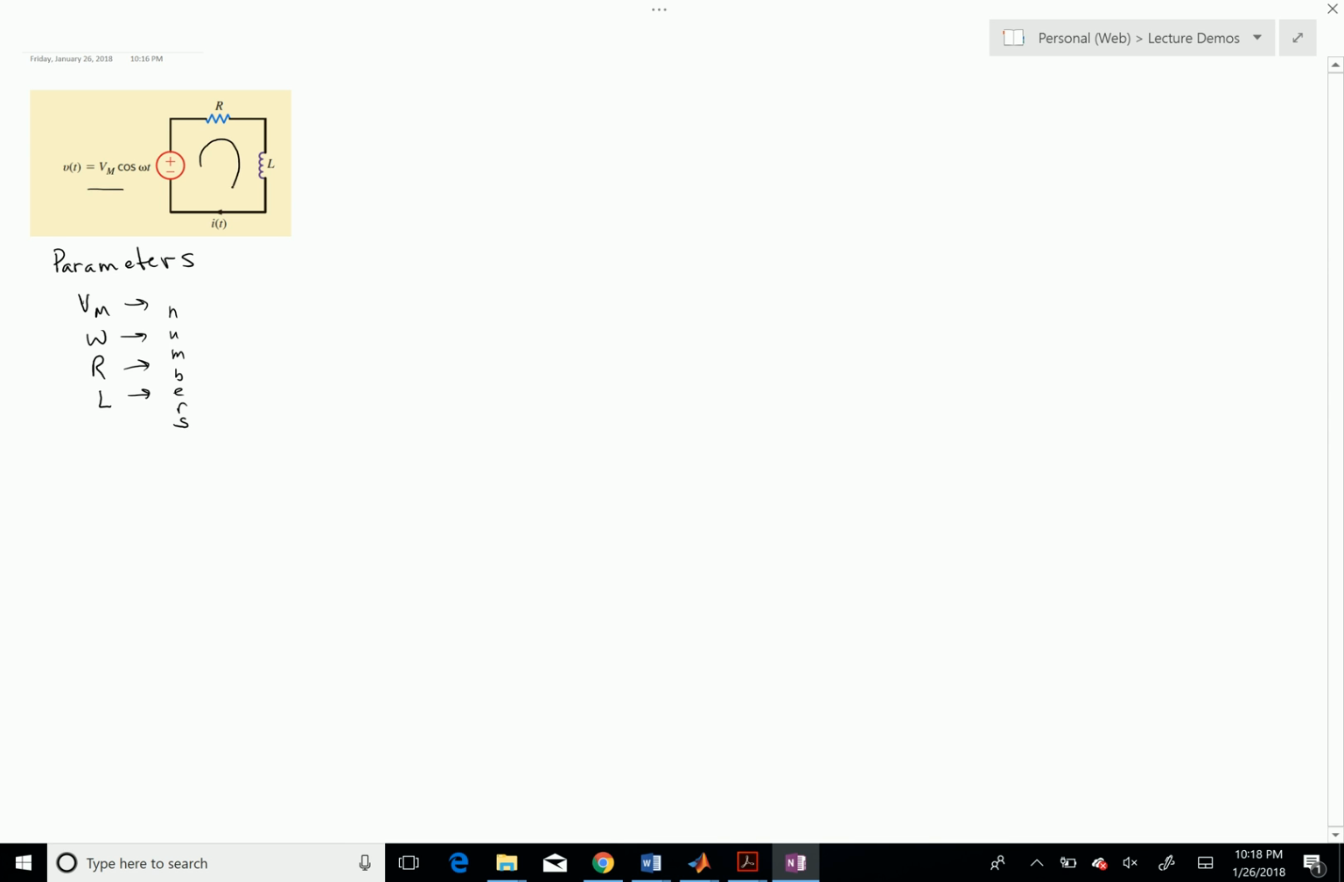So I'm going to write my KVL going around the loop starting at the bottom corner. So 0 equals minus Vm cosine omega t plus VR plus VL. I'm going to just define those here. Here's VR, here's VL, like that. Now, I can write VR just in terms of my constituent relations, my Ohm's laws. I have VR equals IR given the polarities here, and VL equals L di/dt.